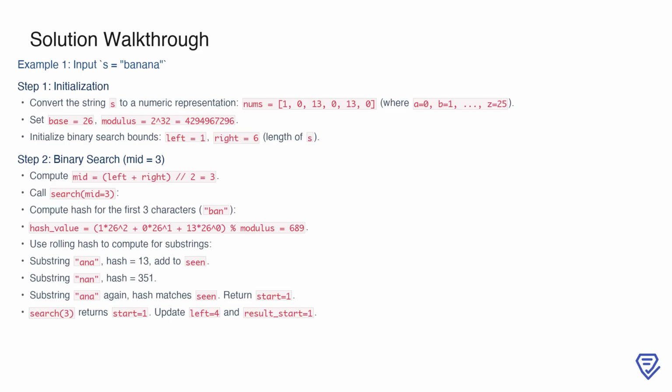We then initialize the bounds for binary search with left set to 1 and right set to the length of the string, which is 6. The first binary search iteration begins by calculating the midpoint, mid, as 3. We then call the search function with mid equals 3, which computes the hash for the first 3 characters, ban. Using the rolling hash technique, we calculate hashes for the subsequent substrings, such as ana and nan, while storing each hash in a set. When we encounter a hash for ana that already exists in the set, we identify this as a duplicate substring starting at index 1. Based on this result, we adjust our binary search bounds by setting left to 4 and storing the starting index of this potential result as 1.